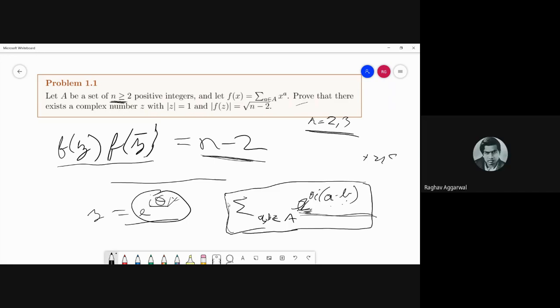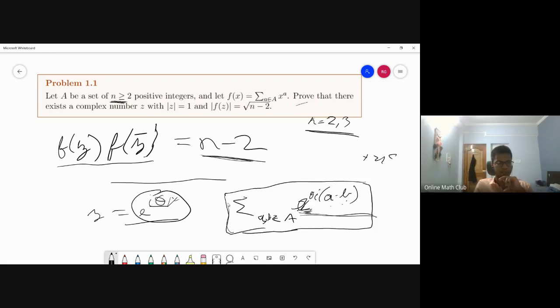If n is all the positive integers, then f of x is simply 1 over 1 minus x. That's not even well defined, no? How do you even talk about this value f of x if A was all positive integers? You have to talk about a finite set of positive integers. When mod x equals 1, it's very hard to talk about that case then.